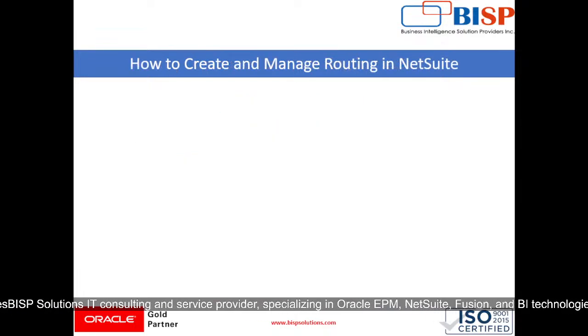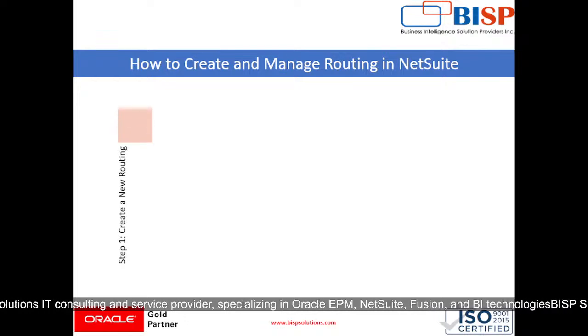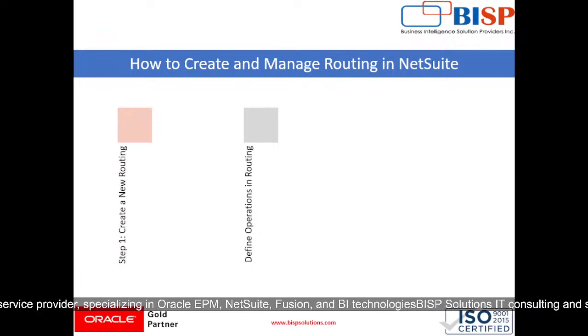So how to create and manage routing in NetSuite? For that, first we have to create a new routing. For that, we have to navigate through the list option. Under list, supply chain is there. Then we have to click on routing, and then click on the new option, where clicking on new creates a new routing.